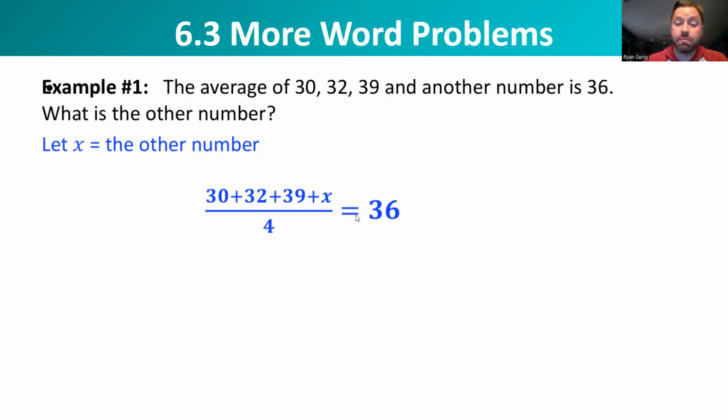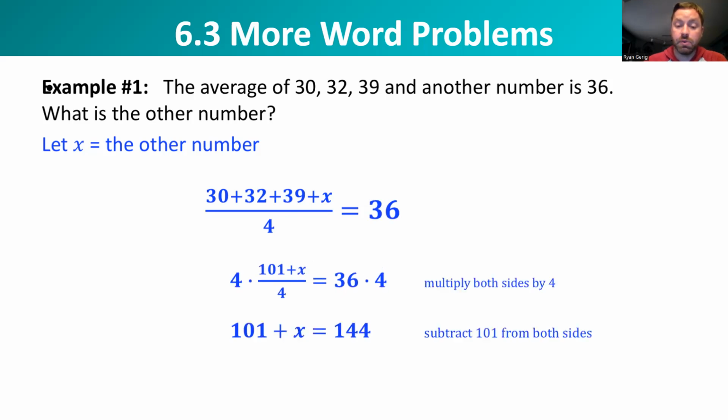And we have an equation now. A little bit complex, but we've dealt with proportions. We've dealt with fractions. We should know what to do with that. I'm going to go ahead and combine like terms on top. 30 plus 32 plus 39 is 101, plus x, divided by 4 equals 36. Now I'm going to multiply both sides by 4. That gives me 101 plus x on the left equals 144. Subtract 101 from both sides, and I get my x is 43. I would need 43 as the other number in order to get an average of 36.